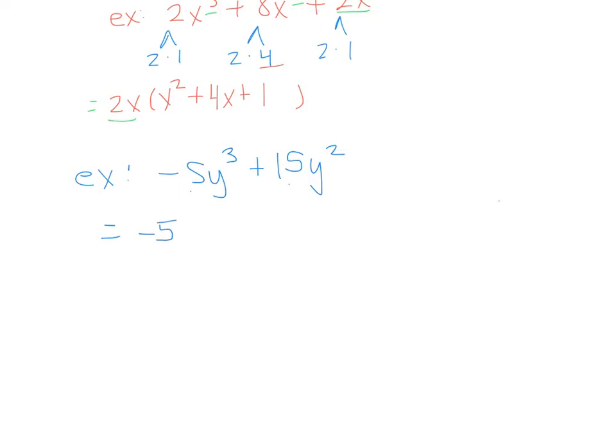Now if we look at the y's, we've got a y cubed and a y squared. Okay, we can take out a y squared. So that's our greatest common factor. Now we have to write down what's left in the parentheses. So taking the first term, if we bring out a -5, we're left with a 1. Okay, but we don't actually write that. If we take out a y squared, we're left with just y. All right, so it's positive because we took the negative out.